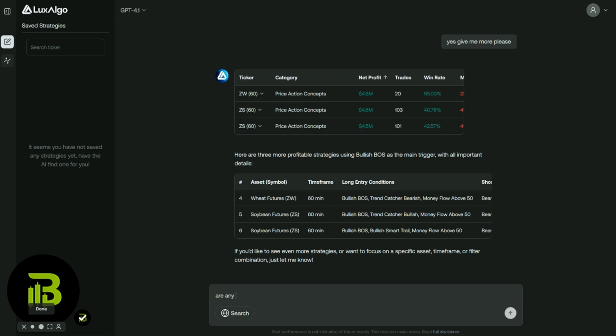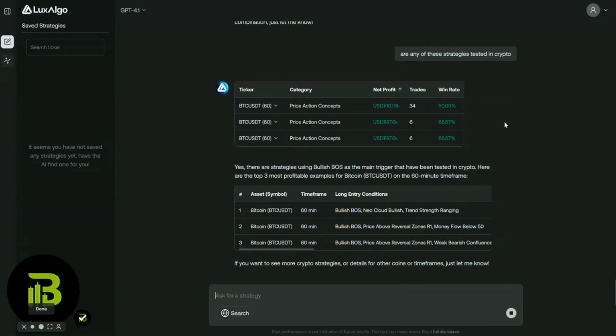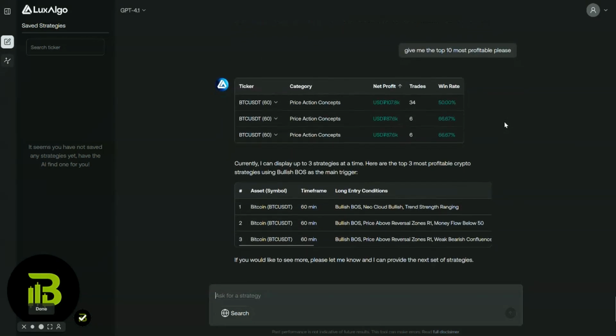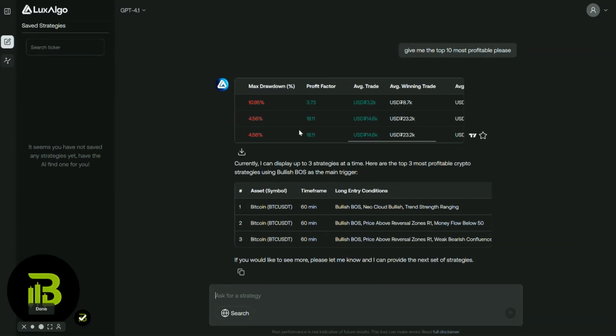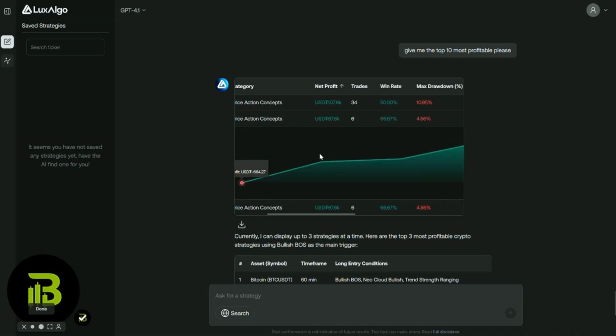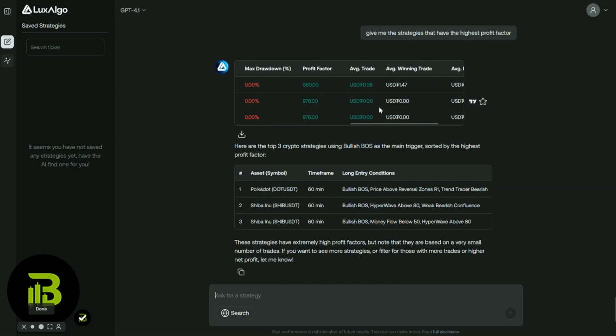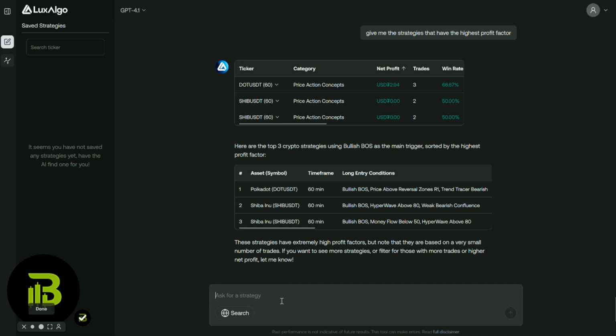So let's say, are any of these assets tested in crypto? So clearly we're able to find some that are working within crypto, specifically within Bitcoin, some very high win rates, but you want to make sure there's a number of trades on there too. It's a pretty high profit factor for some of these. Let's look into this a little bit. It's pretty crazy to me. Let's filter it down a little bit more so we can get more strategies. All right, so we have some insanely high profit factors here. It's only 2 or 3 trades, so I'm going to say this strategy should have 20 trades minimum.